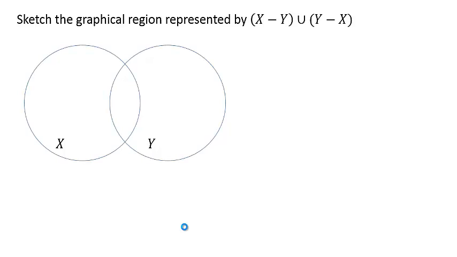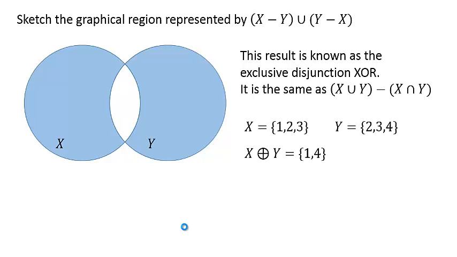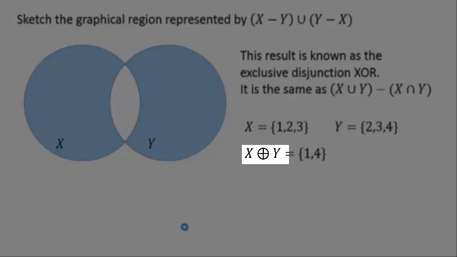In this case, we have everything that's in x or y minus everything that's in both. This operation is called the exclusive disjunction and is known as XOR in computing terminology. For the two sets x and y that we've been using, the exclusive disjunction gives the result 1, 4, since the union is 1, 2, 3, 4, and the intersection, which is removed, is 2, 3. The symbol shown is often used to denote the exclusive disjunction of two sets.